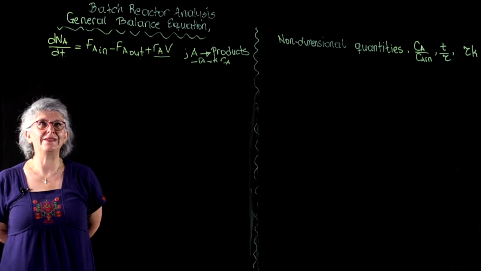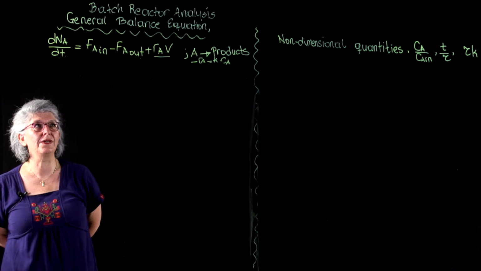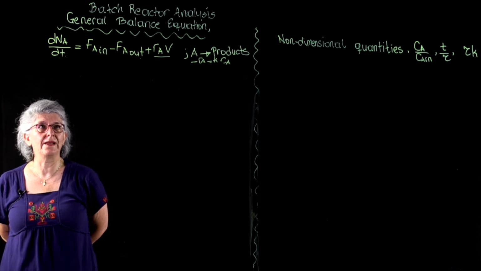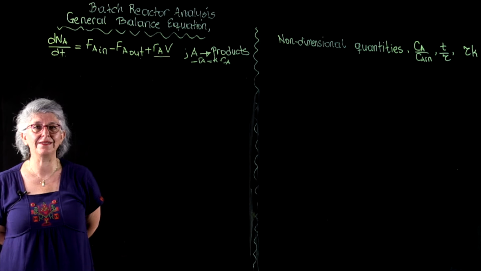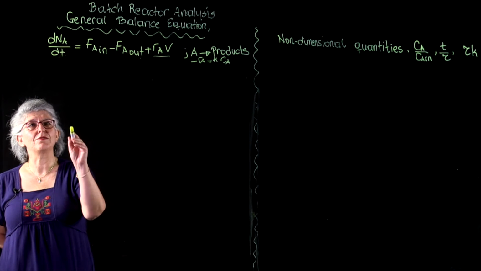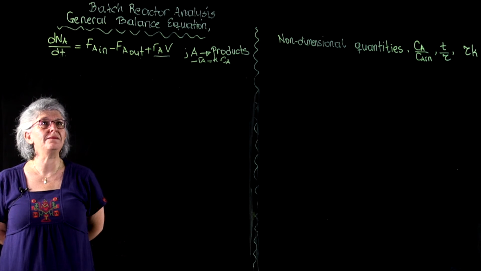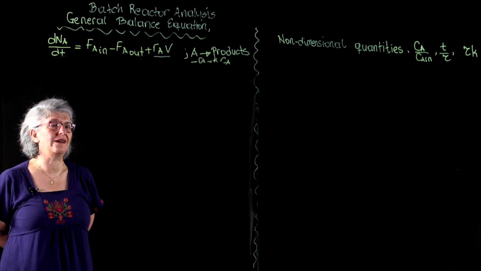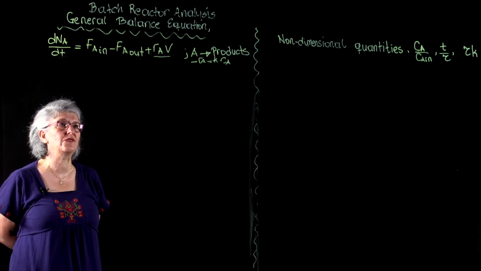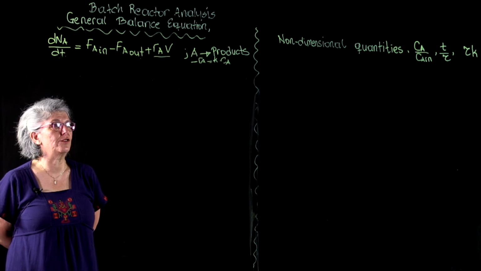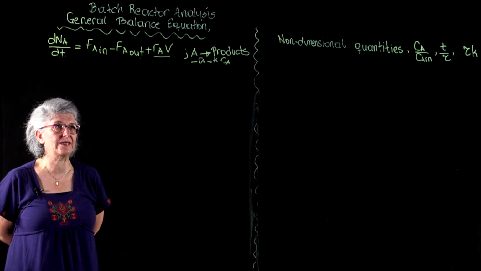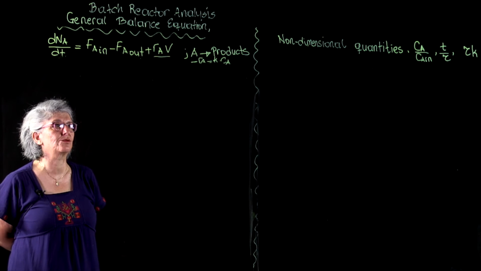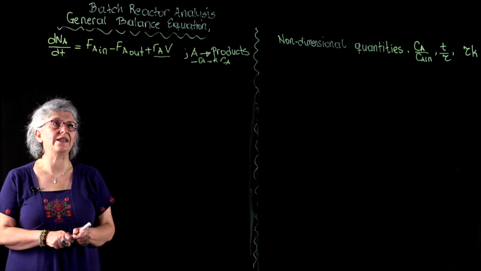In this recording, we will go over the batch reactor analysis starting from the general balance equation. Our general balance equation is dNA over dt, which is equal to Fa in minus Fa out plus Ra times V. Again, we are generating our solutions for a generic hypothetical first order reaction of A going to products, and its reaction rate is given by minus Ra is equal to K times C sub A.